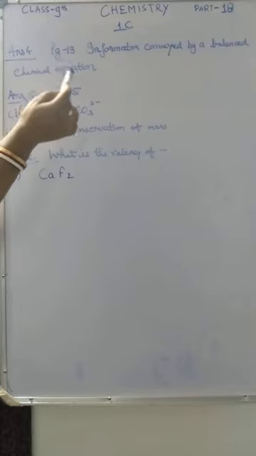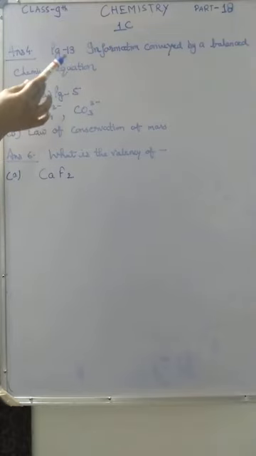So same type of questions answer I have given in my previous videos also. So you will get this answer in page number 13. In that one heading is given, information conveyed by a balanced chemical equation. So by seeing this answer you can write this answer by yourself. I am not going to dictate this answer because this answer is already given in your book, only the chemical equation is different. So you have to write it by yourself.